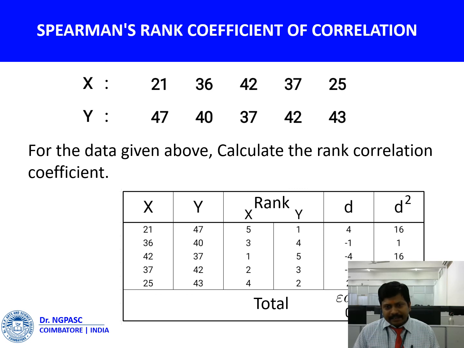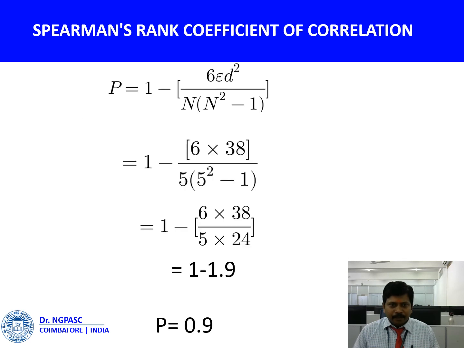After allocating these ranks, we have to find d and d square. After finding d square, the summation of d square is used in the formula. Our formula is rho equal to 1 minus 6 into sigma d square divided by n into n square minus 1. Using this formula, we get rho equal to 0.9.